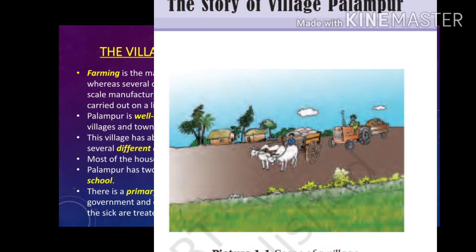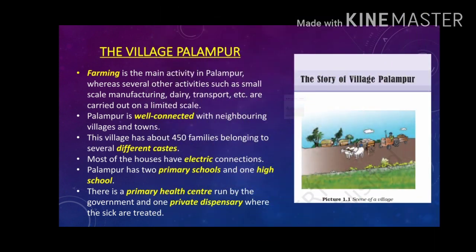So there's this beautiful village Palampur, and you can see different features which you see in a typical Indian village. It's an imaginary village, but it resembles any other village of Western Uttar Pradesh or northern India. Farming is the main activity. Other than that, some other activities are also there, like small scale manufacturing, dairy or transport. Palampur is also well connected with the nearby towns and villages. It has an all-weather road and all types of vehicles run on it.